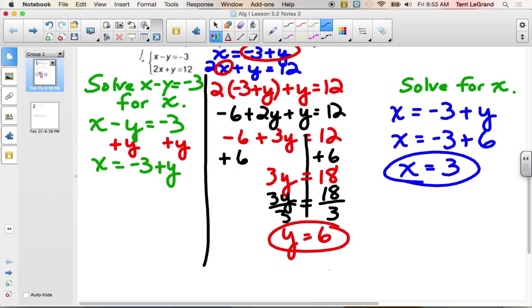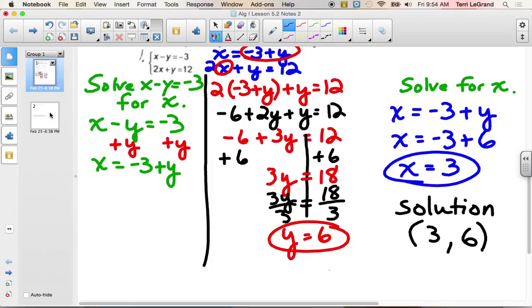So, what's our solution? Ordered pair, 3, 6. So, the first column, before I drew the vertical black line going down there, is the new stuff, everything else is what we did for today. So, any questions on this?